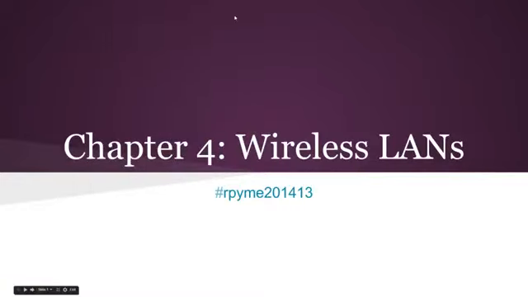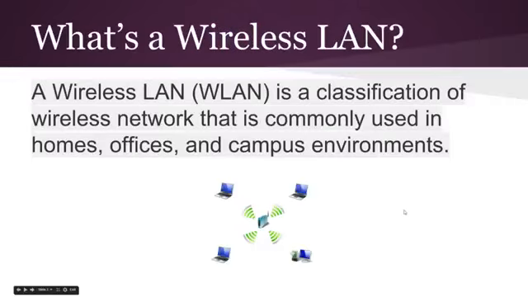Alright, so this is going to be the video for Chapter 4 of Wireless LANs for the course, whose hashtag is right here. Starting off with what is a wireless LAN. A wireless LAN is a classification of wireless networks that is commonly used in homes, offices, and campus environments.